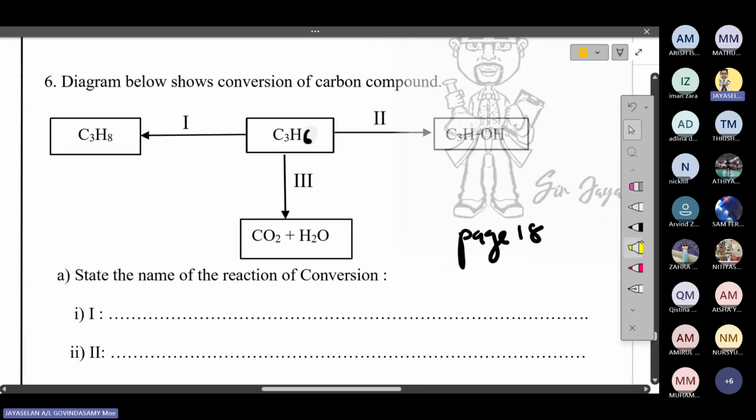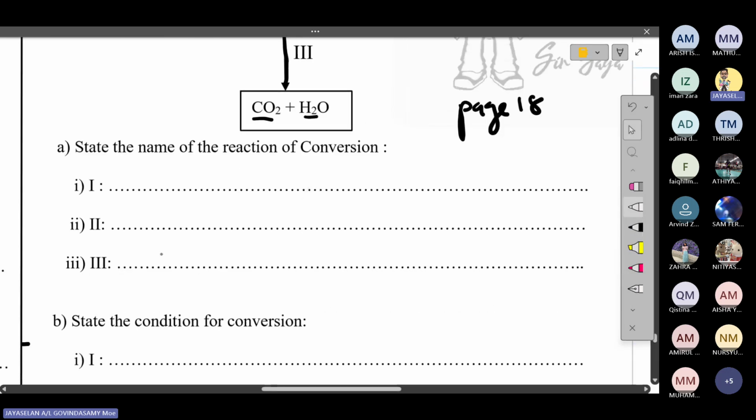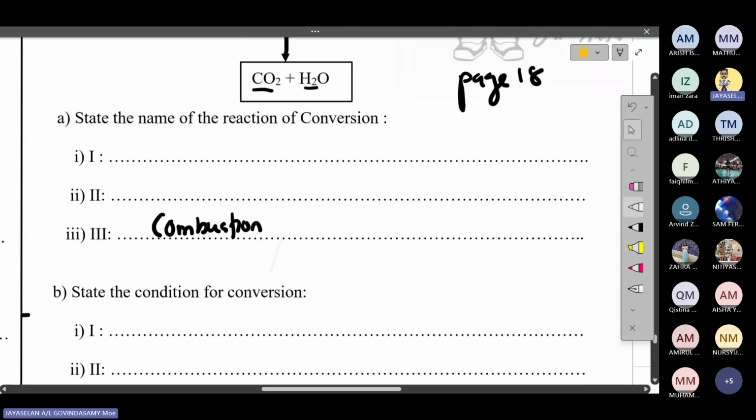Okay, your starting point should be here. C3H6. This belongs to what homologous series? Alkene. Alkene, and 3 carbons is propene. From here, I do the simple one. Go down. Okay, number 3. Once you see carbon dioxide and water, this one cannot go wrong. You can put combustion or complete combustion. Then I go and do the equation.